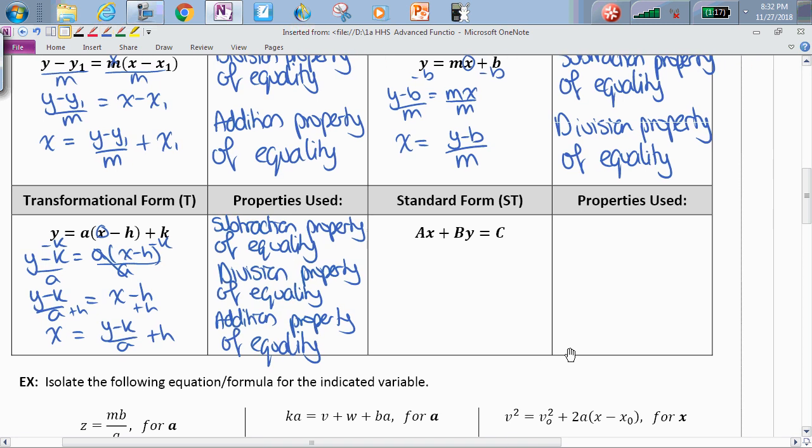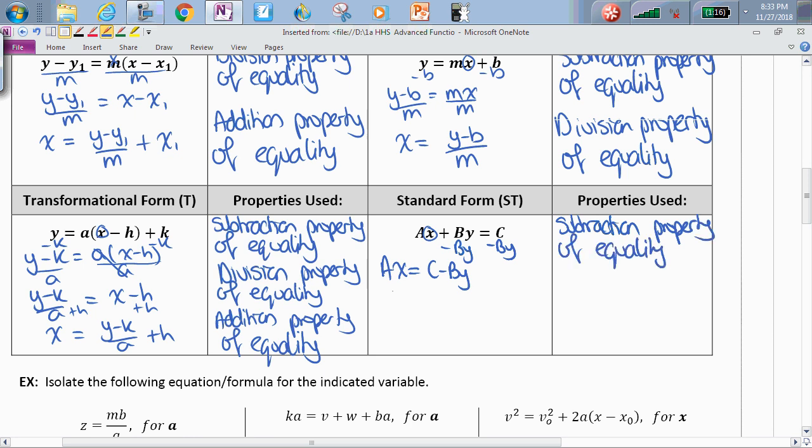Okay, and the standard form here, we're trying to isolate for x, so we want to move over this by. First I'm going to subtract by from both sides, so we're left with ax equals c minus by. Again, it's kind of nonsense. What we're trying to look at here is what the properties are. We're not going to get any numbers, we're just going to get a bunch of letters. So subtraction property of equality. And then we have to get rid of the a, so we're dividing both sides by a, leaving us with x equals c minus by divided by a. And that's the division property of equality.